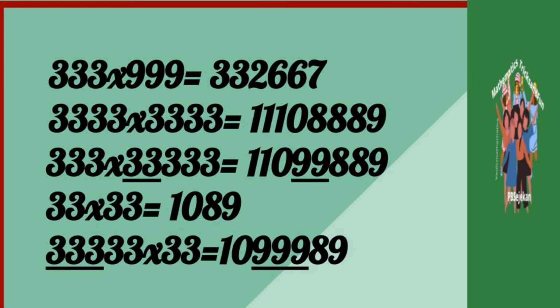333 multiplied by 33,333. The answer is 10,999,889. When 33 is multiplied by 33, the answer is 1089. When 33,333 is multiplied by 33, here there are 3 3s extra. Answer is 1099989.